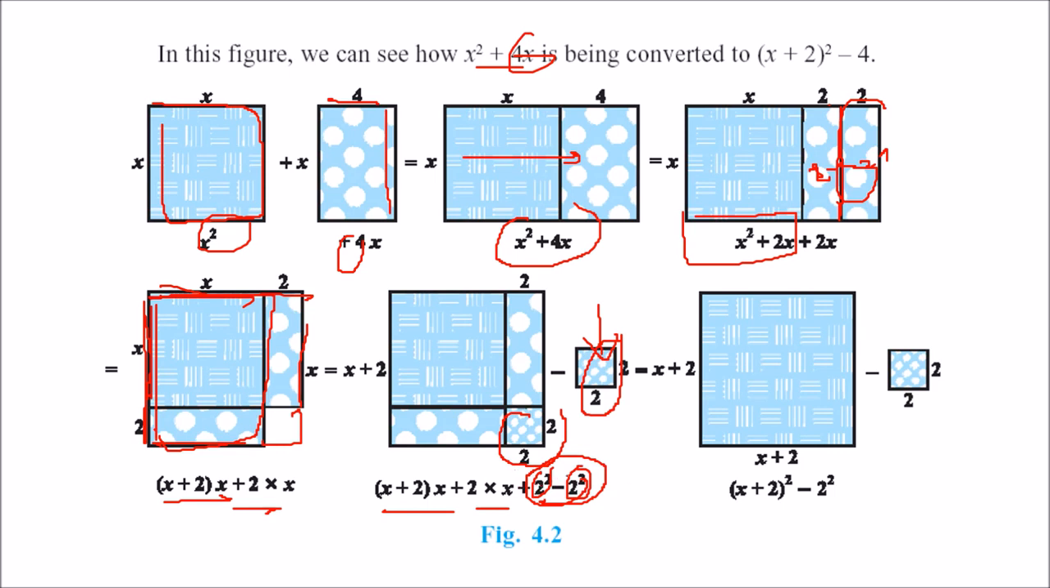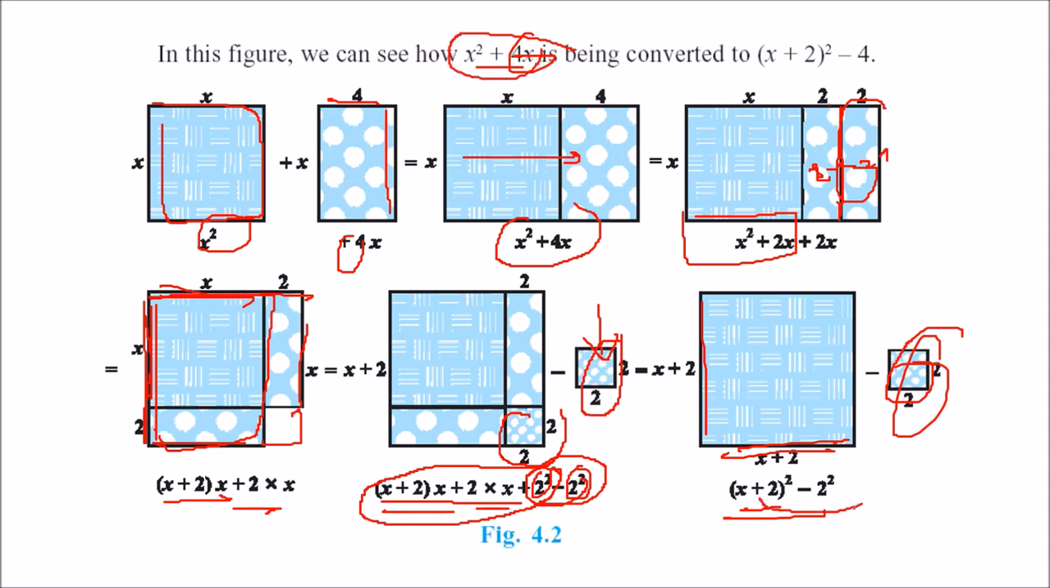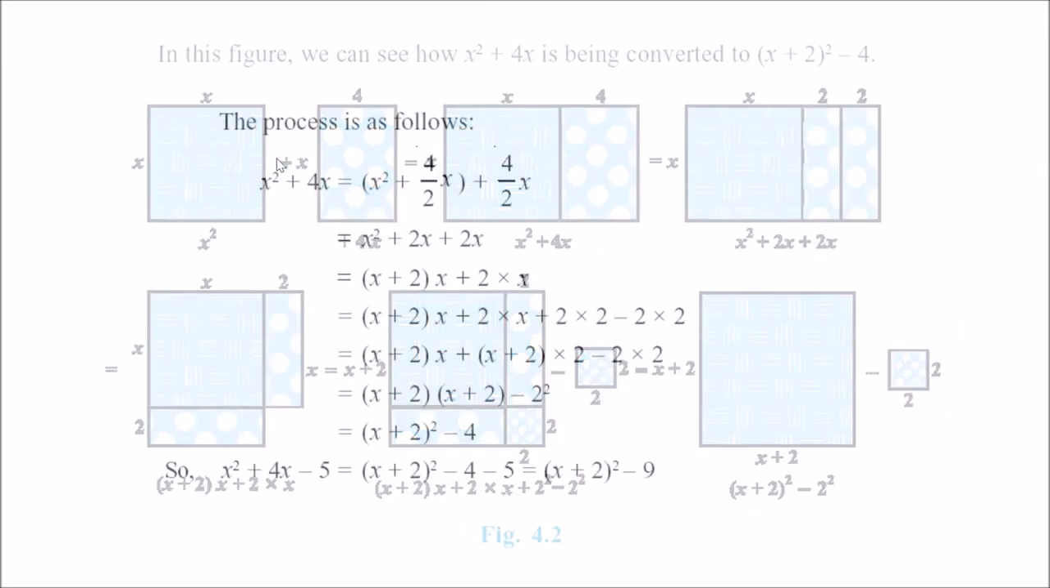Now this particular expression is nothing but x plus 2 whole square minus 2 square. So we started with x square plus 4x, and we have come to this situation diagrammatically. This is how we make any equation into a square.